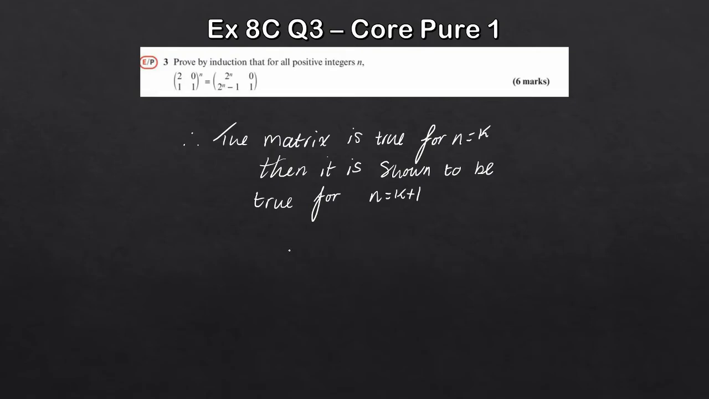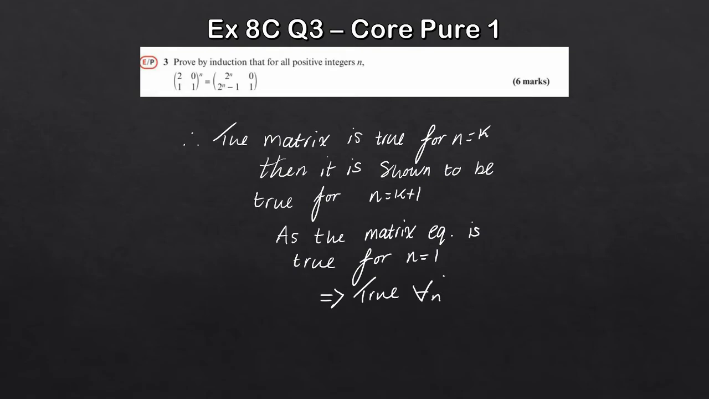So as the matrix equation is true for n equals 1, this implies that it's true for all n that belong to the positive integers. And there we have it. So I'm kind of writing this shorthand. If you've not come across this notation before, this just means for all n that belong to the positive integers. So you should be okay with this notation, but just in case you've not seen this before, that's for all n there. And there we have it.